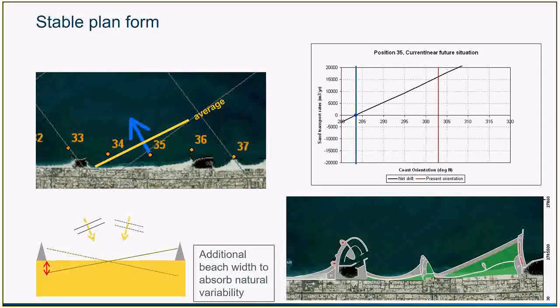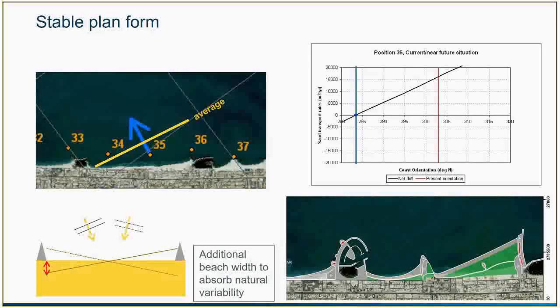And when we design a new beach, we want to reorient or realign the beach in order to face the equilibrium orientation, which is in this case 284 degrees. So that means that on average, the sediment transport will be zero along the beach if the orientation is set to this orientation.